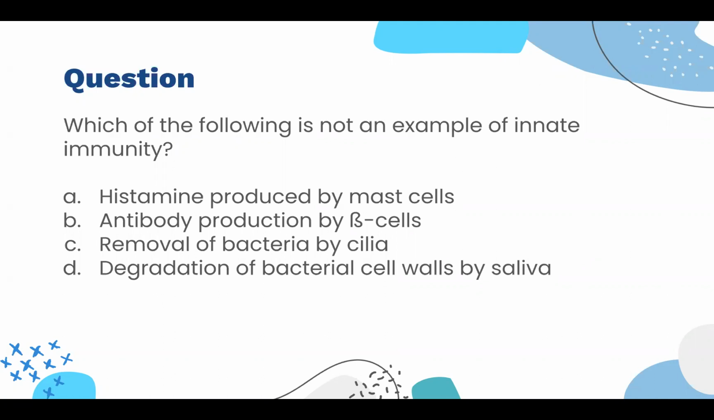Why do you say B? Because antibodies are part of a specific immune system, not a general one like innate immunity. Yeah, so A, C, and D are all general defenses and can kill anything, but B, like you said, antibodies are part of the adaptive immune system and are specific to antigens.